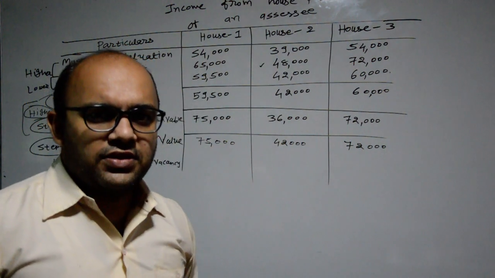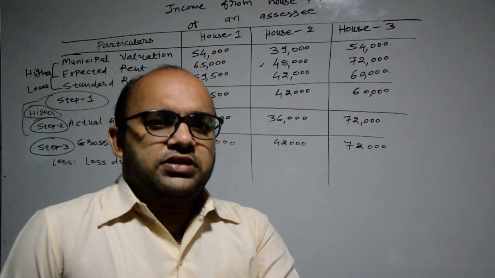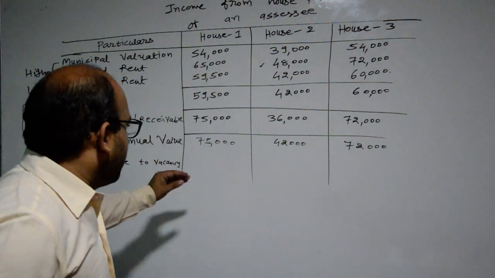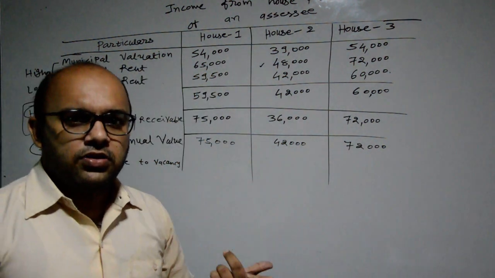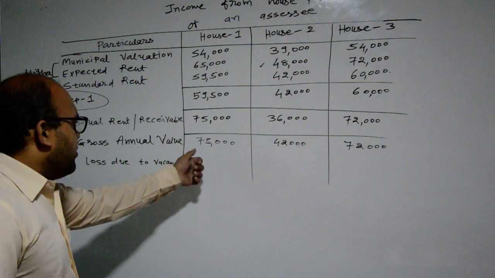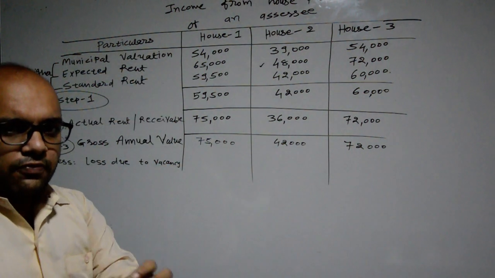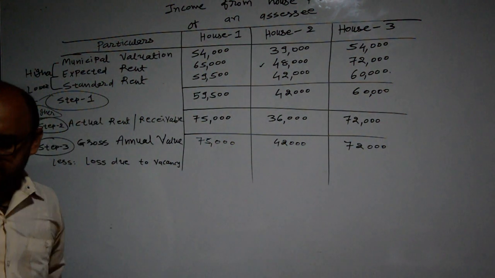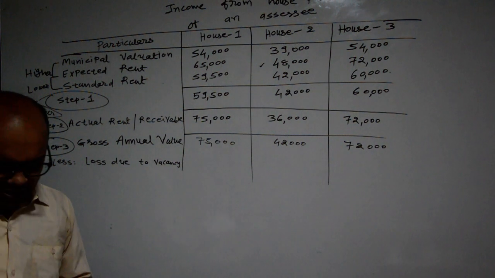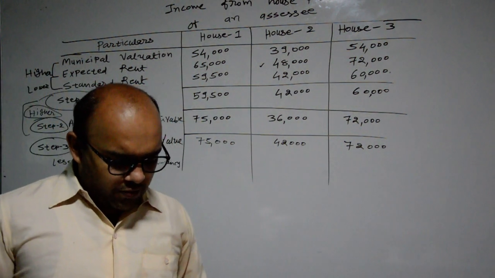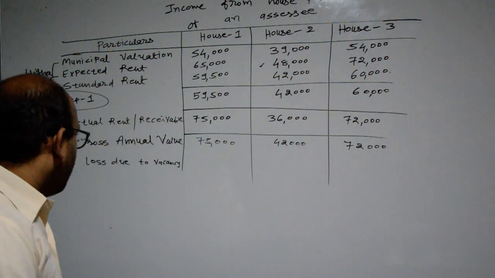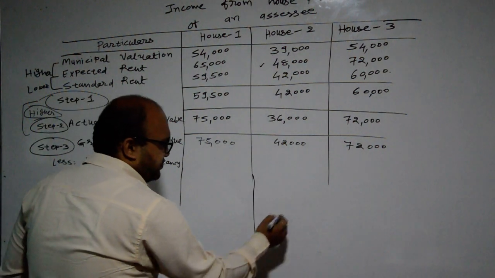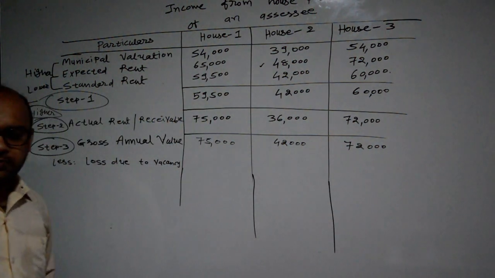Loss due to vacancy means during this time the owner will not receive any rent, so it will be deducted because you are not getting any amount. So income from house property will not be taxable for that particular time period. Loss due to vacancy is provided to you: 2 months for house number 1. It will be deducted from gross annual value, and the net value will be taxable.